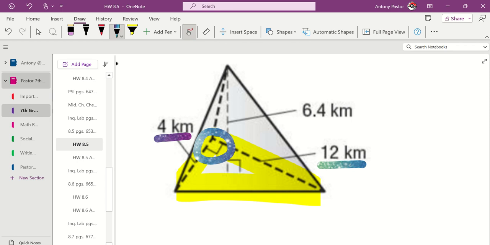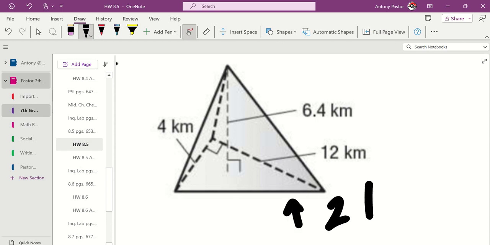What's 12 times 4? And because it's a triangle, I have to divide by 2. So the base of the triangle is 24. Okay, so the base of this triangle is 24. Now I plug it into the remainder of my formula, and you find the volume of this pyramid. Remember, this height right here is not the height of the triangle, it's the height of the pyramid. That 6.4 is the height of the pyramid.